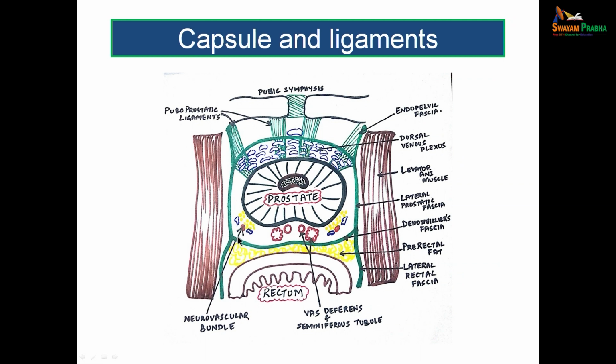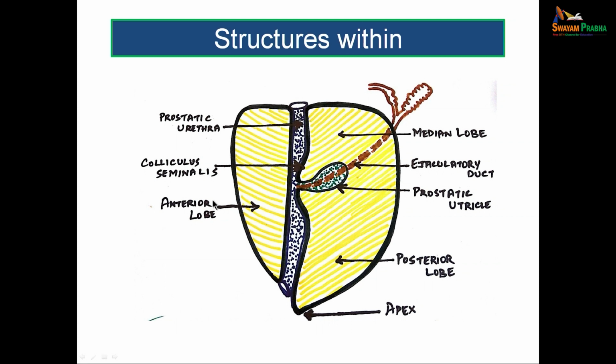and in between the fascia of Denonvilliers and the levator ani, you will find a fascial sheath. So, the fascia of Denonvilliers going to this fascial sheath will divide it into two parts: an anterior part in relation to the prostate, called the lateral prostatic fascia, and a posterior part which is related to the rectum, called the lateral rectal fascia. Anteriorly it becomes continuous with the endopelvic fascia lining the parietal wall. Now, let us look at the structures within the prostate gland.